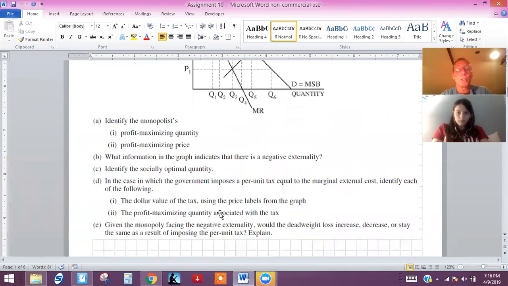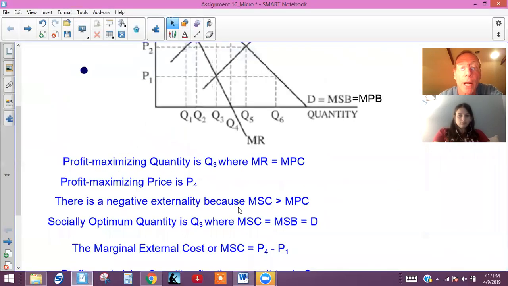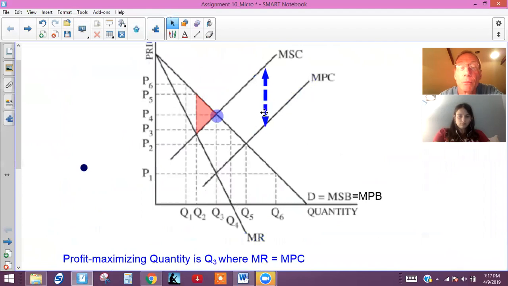Now, the next question they're asking is, in the case in which the government imposes a per unit tax equal to the marginal external cost, identify each of the following: the dollar value of the tax using the price labels from the graph, and the profit maximizing quantity associated with the tax. Okay. So if we go back to our diagram, I've got this little guy right here that is going to show you the difference between marginal private cost and marginal social cost.